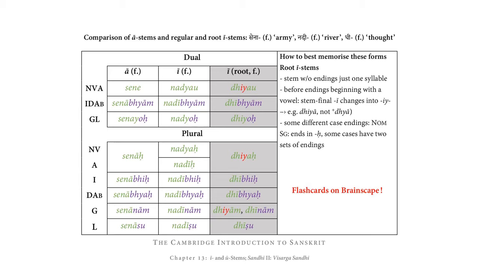And then finally, in the locative plural, we have an ending that begins with a consonant, namely su, or here changed into shu after the i. And in front of the consonant beginning this shu, dhi just stays as it is. And so we have nadishu and dhishu.